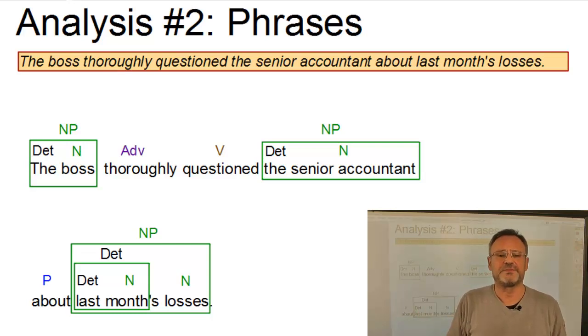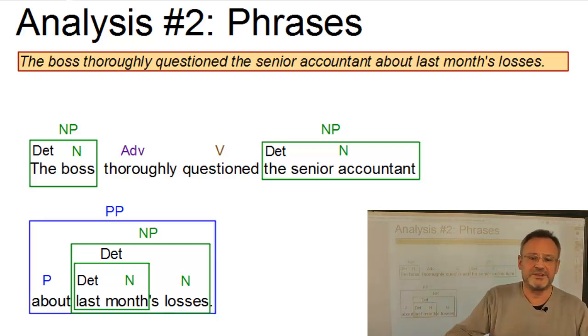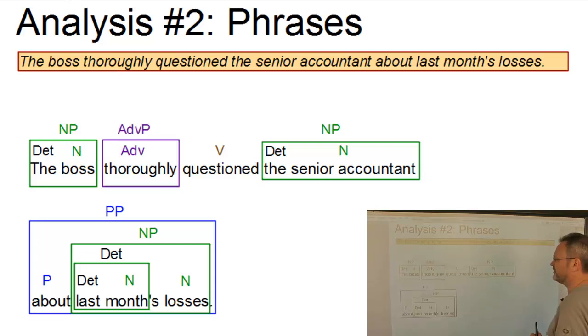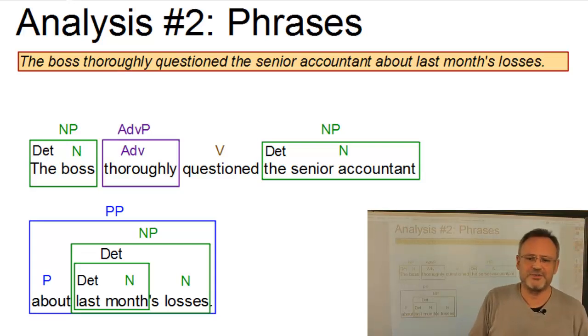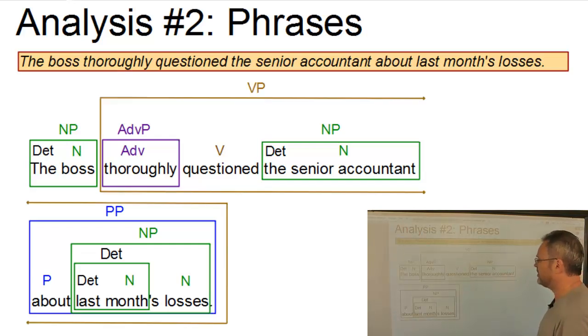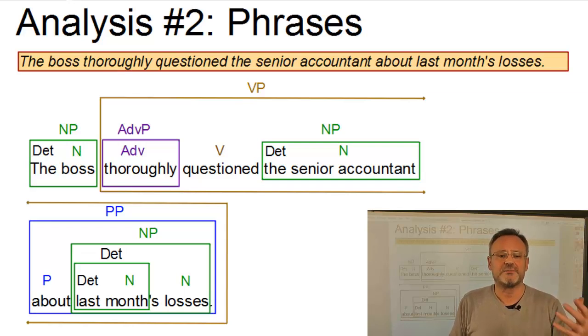The whole noun phrase, last month's losses, itself is the post-modifier of the preposition about and is thus a prepositional phrase. Next, thoroughly is the head of a simple adverb phrase which is neither pre- nor post-modified. And last but not least, we have a verb phrase with questioned as the head, the adverb phrase as the pre-modifier, and a noun phrase and a prepositional phrase as post-modifiers. So much for the phrasal analysis.